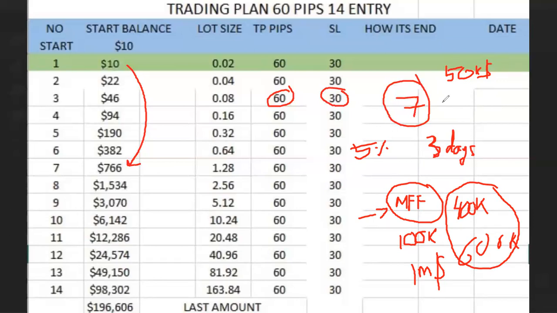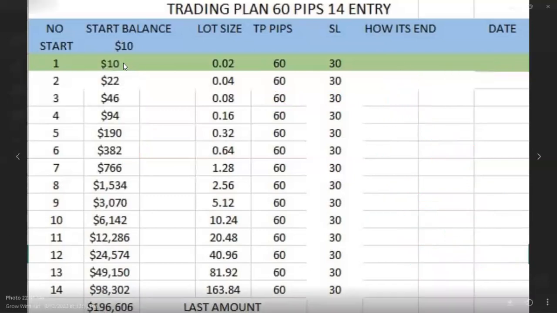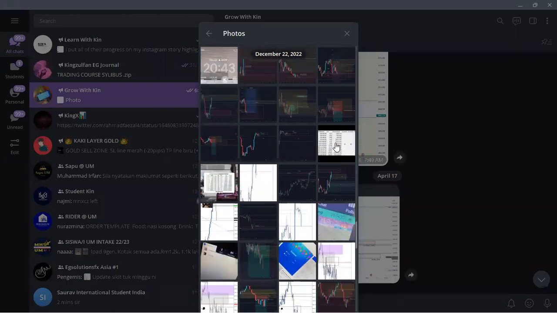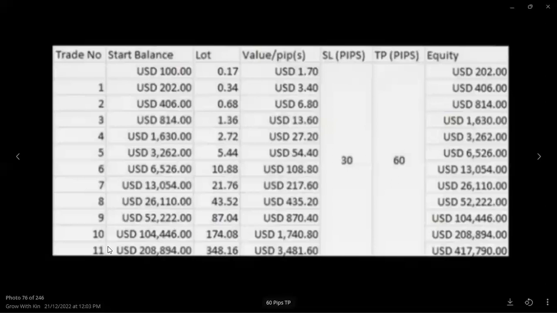Yeah, this is the blueprint. I'm telling you the truth. Talking about the trading plan, I have finished this a few times. Wait, where is my first trading plan? Okay, this is my first trading plan, which is 11 entries from $100 to $400,000, and I have done it a few times.